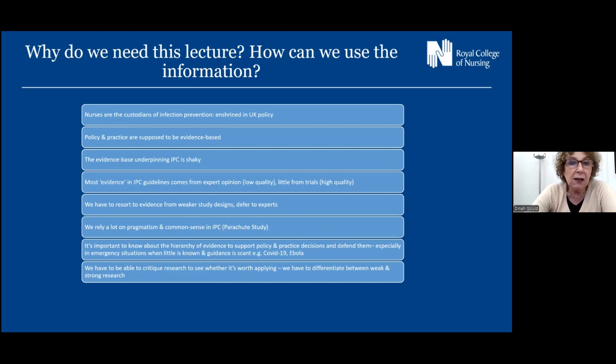Nurses are really considered to be the custodians of infection prevention, and that's enshrined in policy in the UK and in many other countries. And policy and practice are supposed to be evidence-based. That's medicine, nursing, everything these days. But the evidence base that underpins infection prevention and control is very shaky. It is very shaky for a lot of nursing, and in fact, for a great deal of medicine, although people don't really like to admit it. But for infection prevention, it is very shaky indeed.